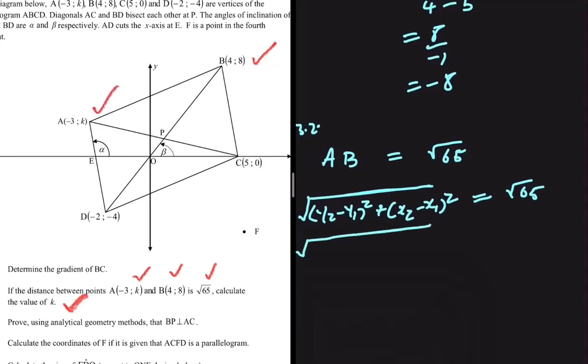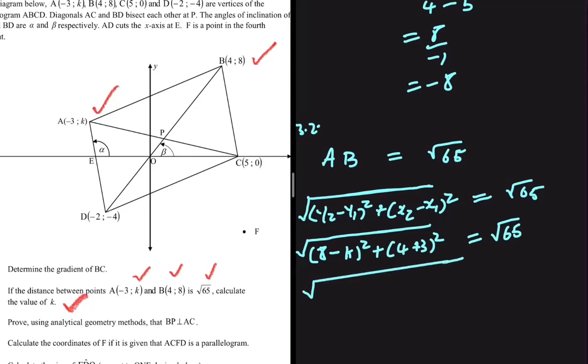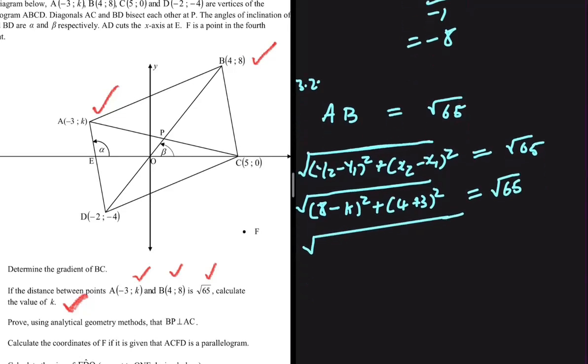So if we take B as our second coordinate, y2 is going to be 8, and then y1 is going to be K. We square that plus x2, that is 4, minus x1, which is minus 3. So it will be 4 plus 3. We square that, and it is equals to square root of 65. Let's go ahead and solve what is inside the bracket. So we have 8 minus k squared.